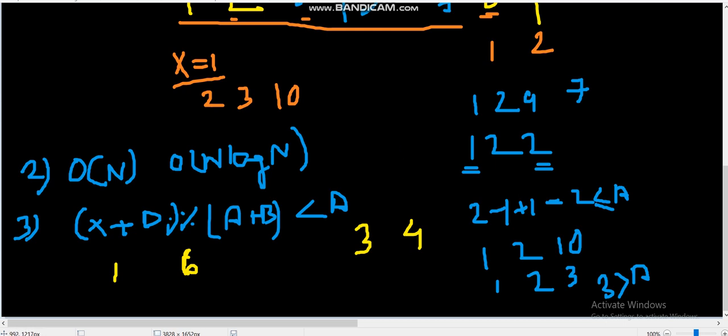But what we can do, let's consider x as 2. Now x plus 1 will be 3, and x plus 6 will be 8. Now 8 modulo 7 is 1. Now both 1 and 3 are in the range. So 1 and 3 are less than or equal to a. So our answer is possible.